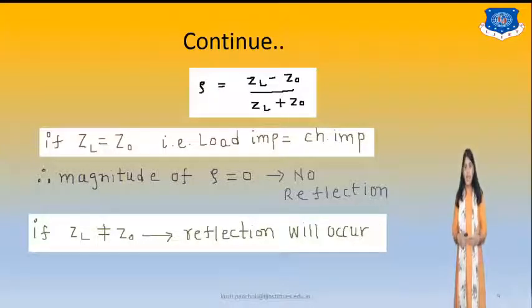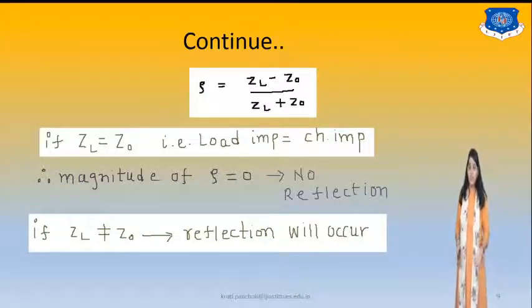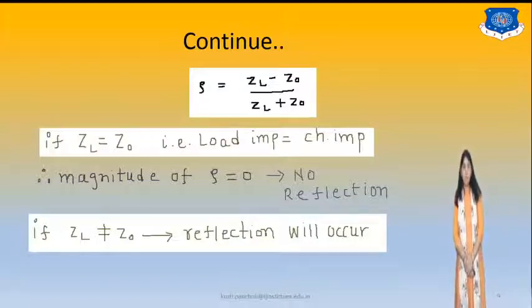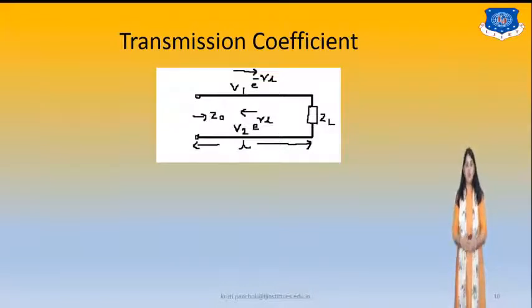So we can have the idea of the reflection coefficient, and if you want to say something related to the reflection coefficient, then you must know that the load impedance and the characteristic impedance value play a big role. If ZL is not equal to Z0, then reflection would occur. Next is the transmission coefficient. What is the transmission coefficient?